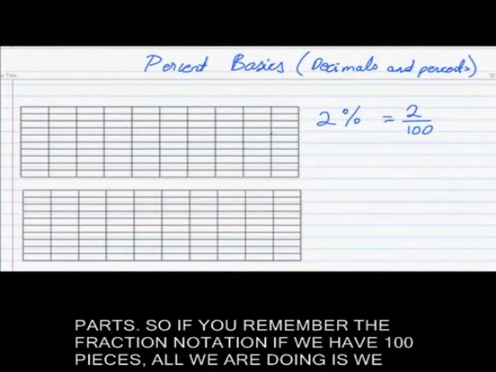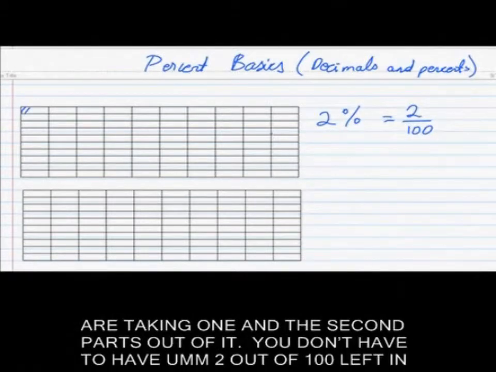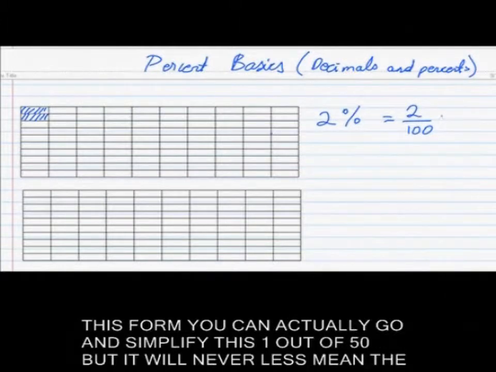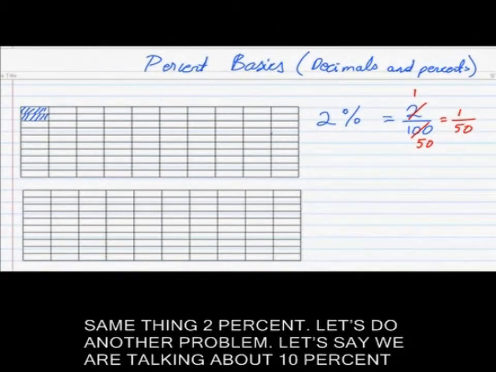So if you remember the fraction notation, if we have 100 pieces, all we are doing is we are taking 2 parts out of it. You don't have to leave 2 out of 100 in this form. You can actually simplify this to 1 out of 50, but it will nevertheless mean the same thing, 2%.